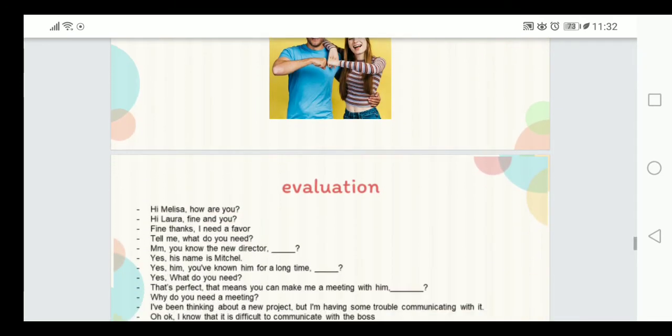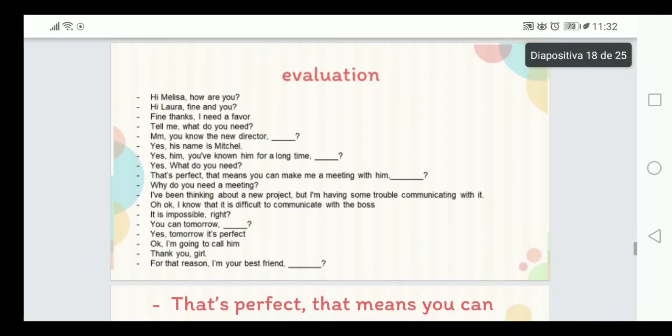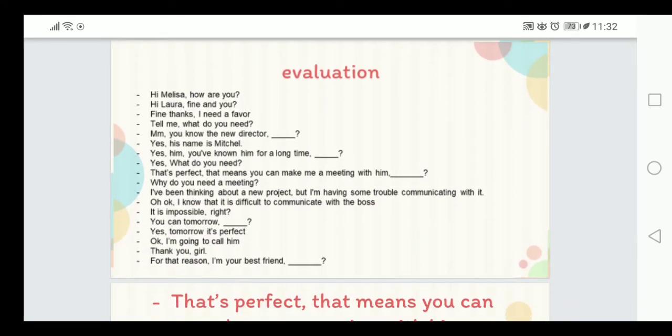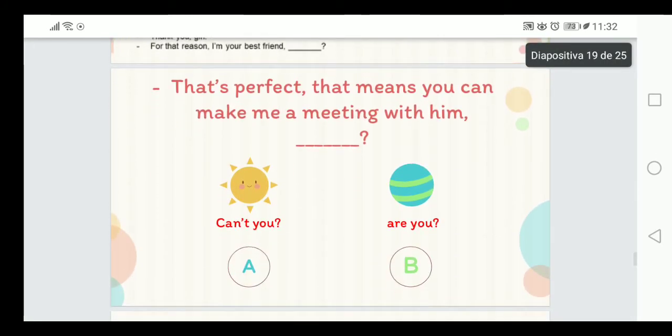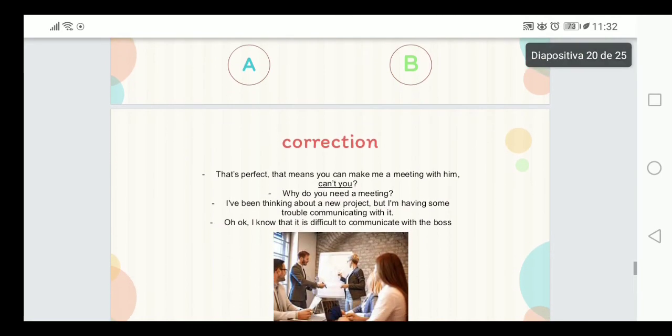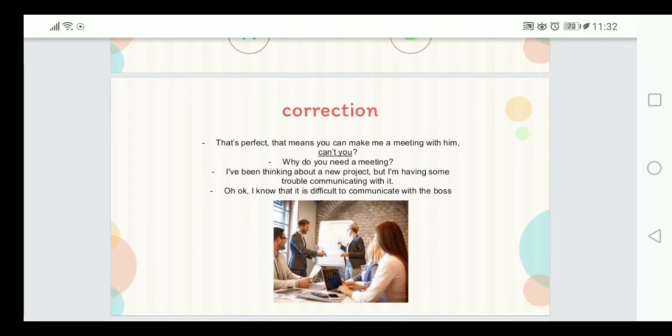Yes, what do you need? That's perfect. That means you can make me a meeting with him. You need to choose between A, can't you, B, are you. Perfect. The answer is A because the first statement is with the modal can. So the opposite of this is can't you.